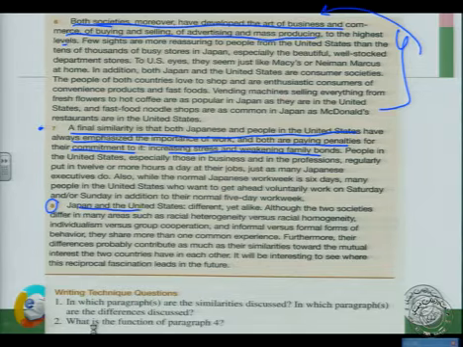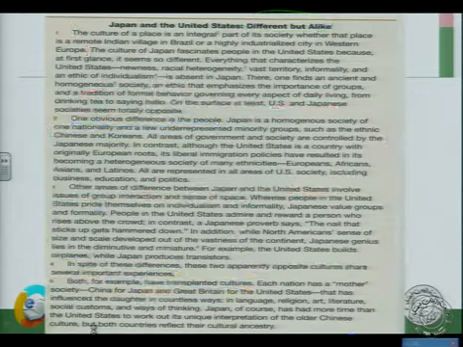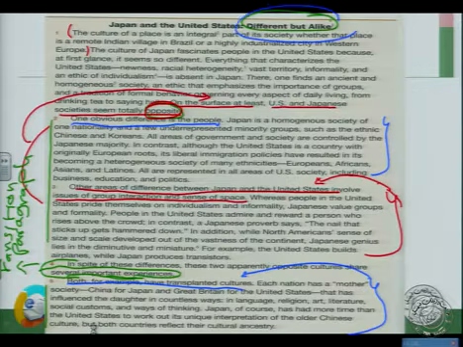Finally, the conclusion: Japan and the United States, different yet alike. Where was this mentioned? If we go back to the title, they are different but alike. This is even a thesis statement. From the title, you can also guess the conclusion. Different but alike. In the first introduction, in the thesis statement, it starts with the opposites.